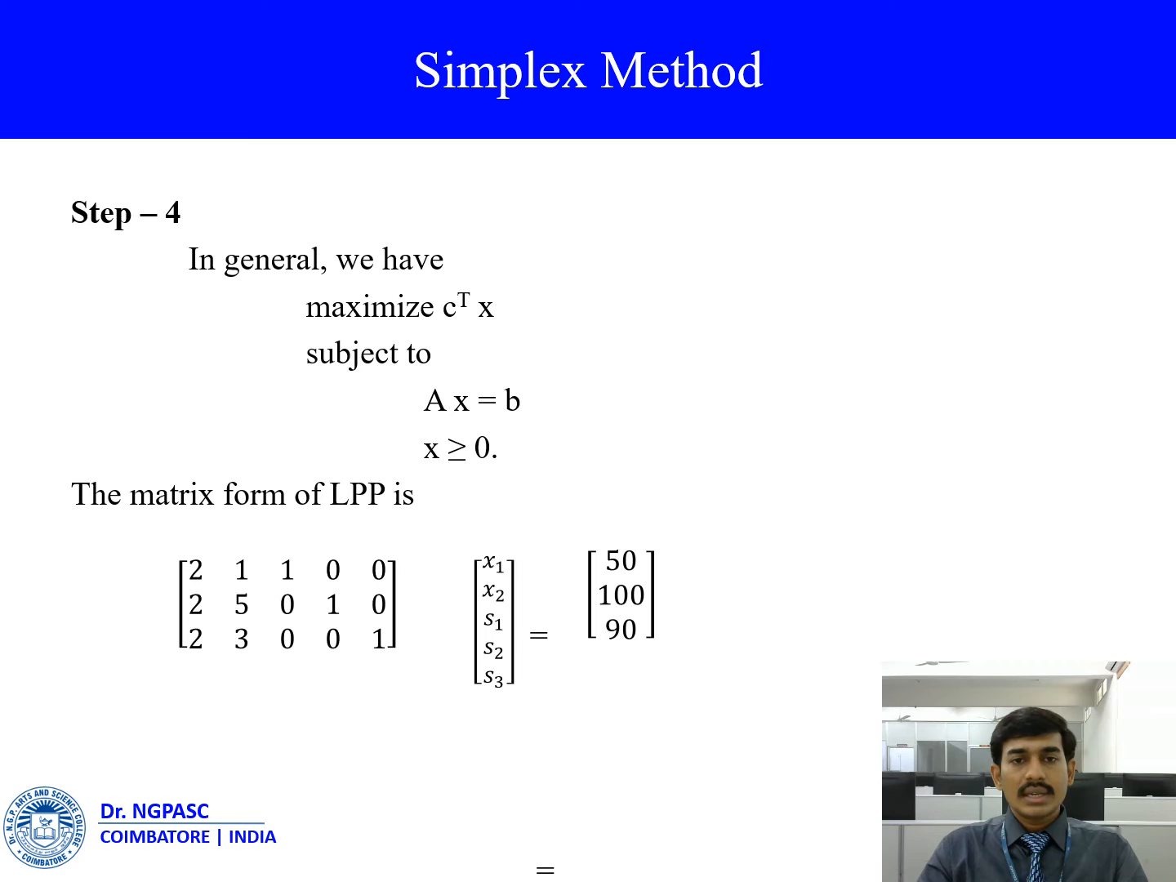Step 4: in general we have maximize c transpose x subject to the constraints Ax equal to b, x greater than or equal to 0. The matrix form of the LPP has three constraints: 2x1 plus x2 plus 1 into s1 plus 0 into s2 plus 0 into s3. Similarly the second and third constraints give the coefficients of the constraints. Then x is nothing but x1, x2, s1, s2, s3, which is equal to b1, b2, b3, that is 50, 100 and 90.